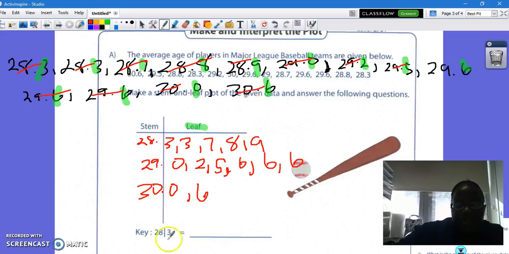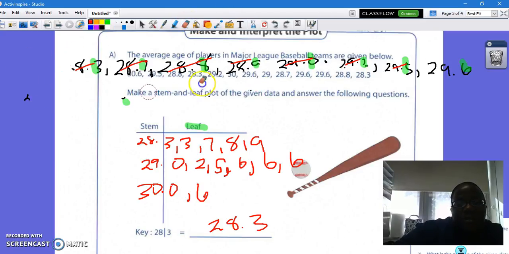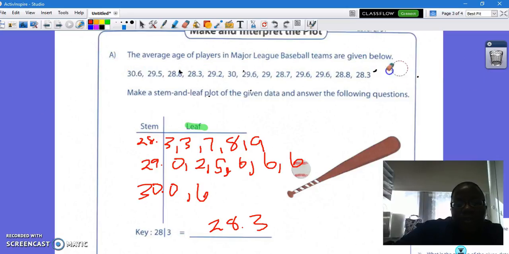And to average, the key is simple. Change what you see from the stem and the leaf into a decimal, so 28.3. But you don't have to worry about that so much. Now we can answer the questions. I'm going to get rid of this so I can move it around a little easier. There, that's all I need right in here.